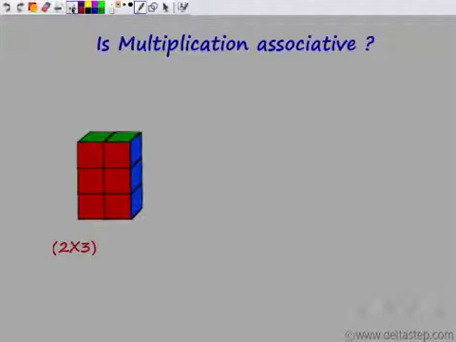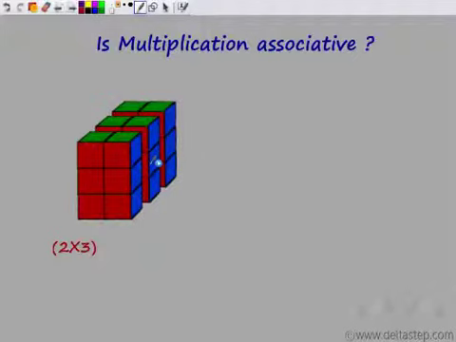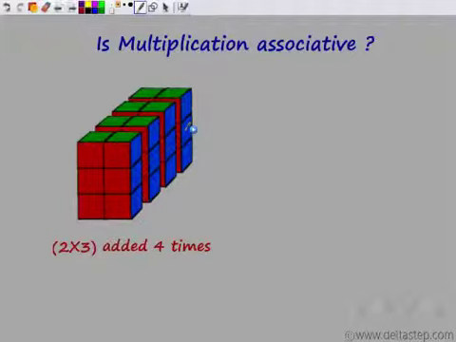Let's see. Let's start with 2 into 3. I had 2 blocks added 3 times, as we've just seen. So we get 2 into 3. Now let me add this block. So I get another block 2 times, 3 times, 4 times. So I add 2 into 3 four times: 1, 2, 3, 4. This block is added 4 times. So what do I get? 2 into 3 into 4.